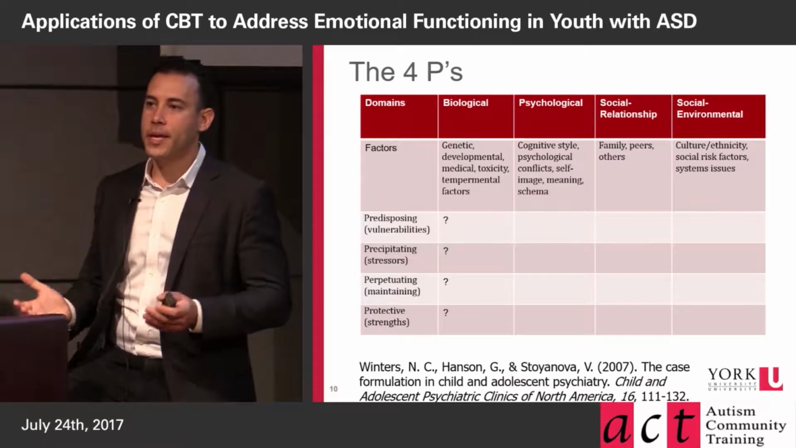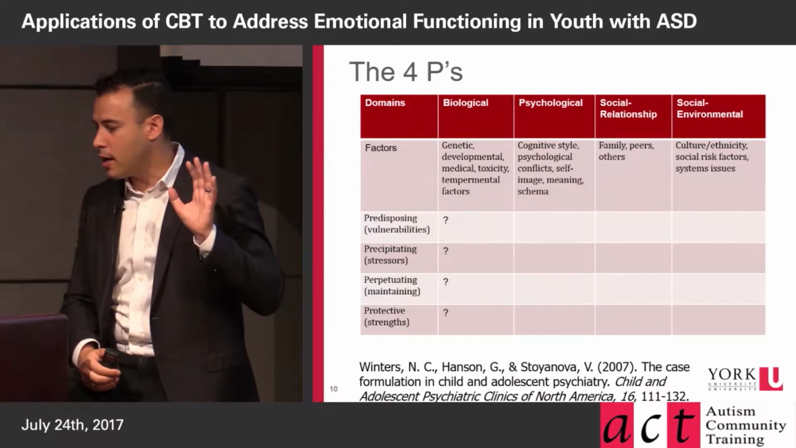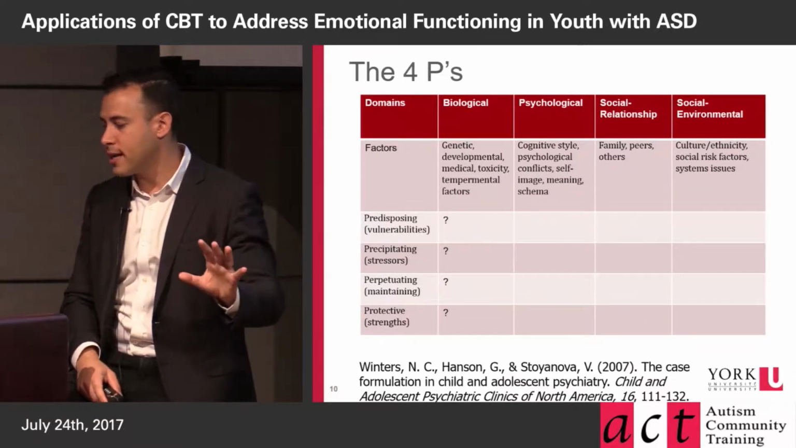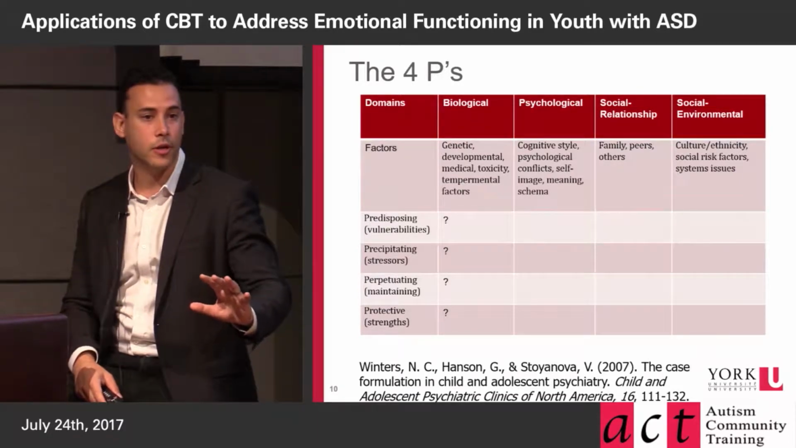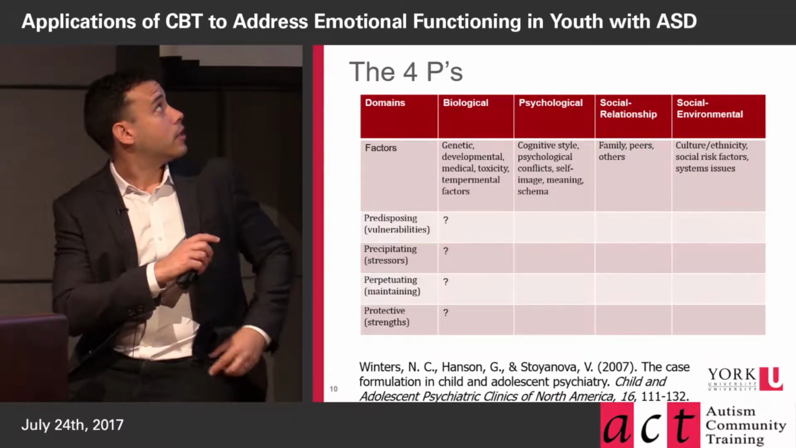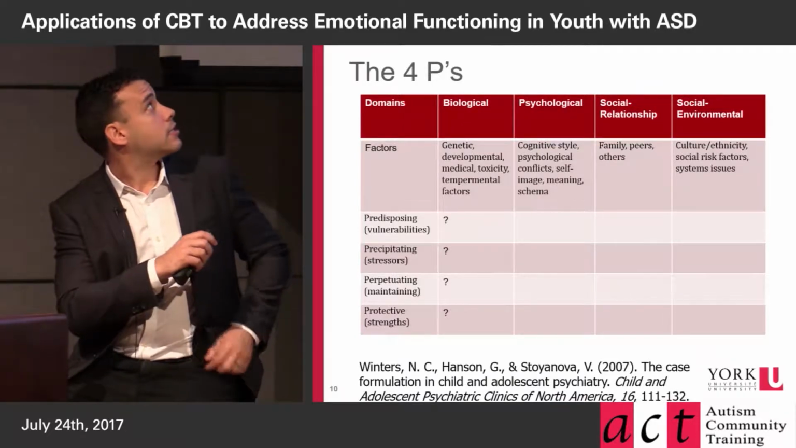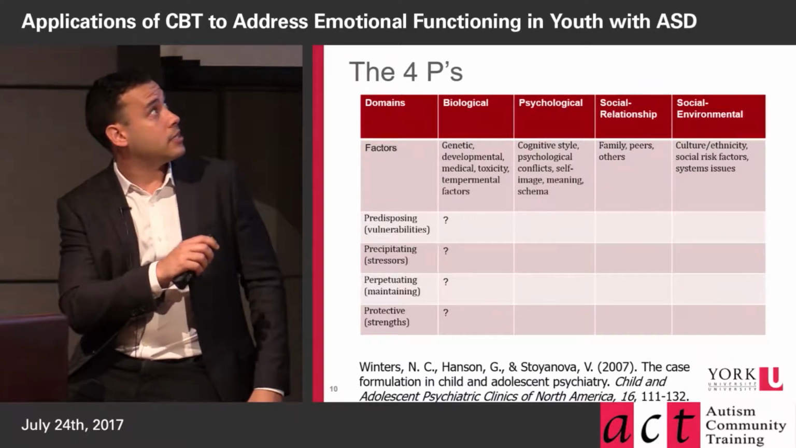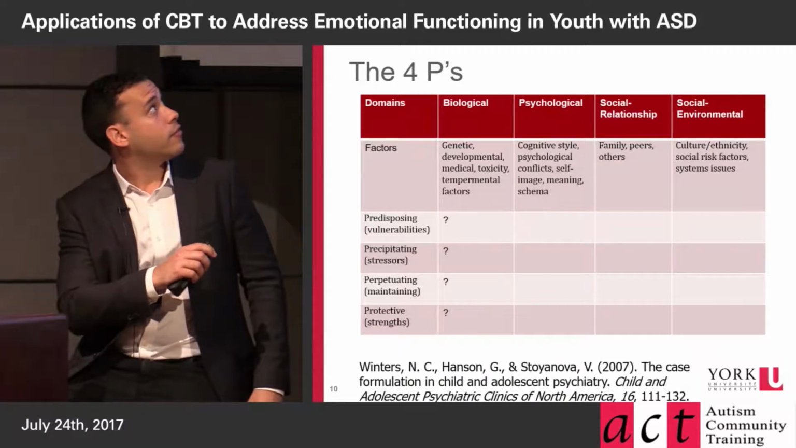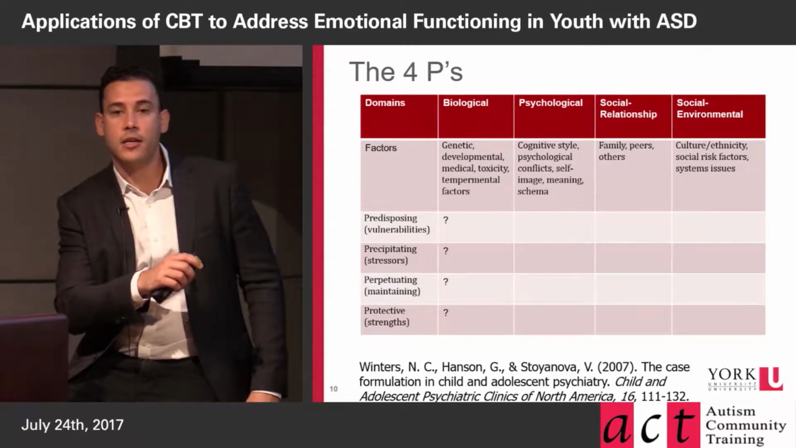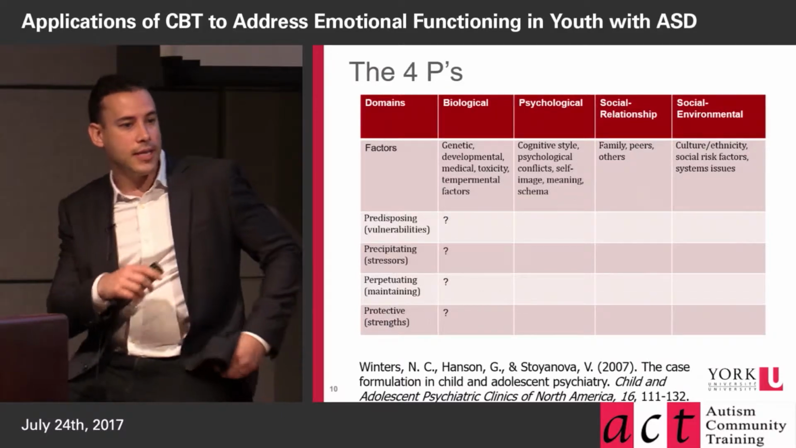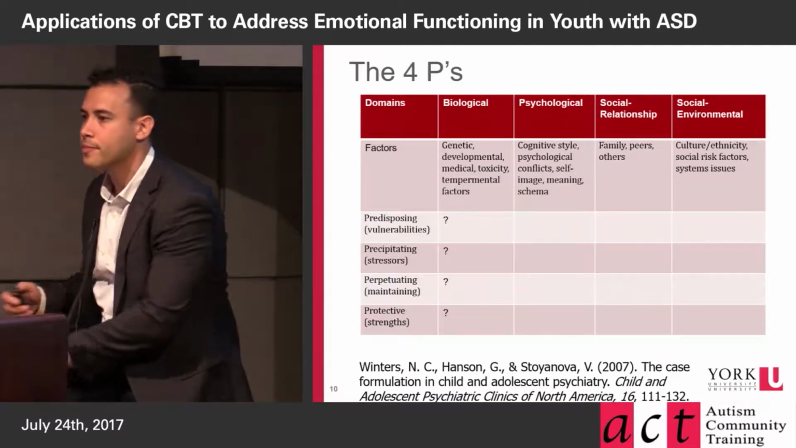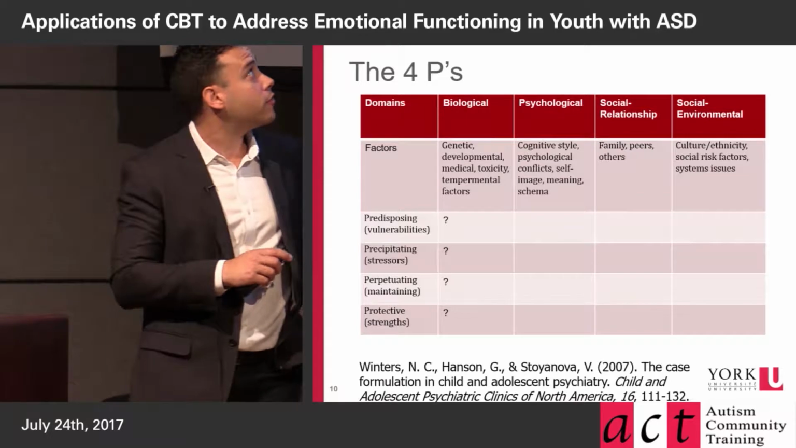So the 4 Ps of case conceptualization: predisposing factors, precipitating factors, perpetuating or maintaining factors, and protective factors, right? So you can think about each one of these, that any one of our kids will have relevant components in some of these cells, and in other cells they'll be blank. So you don't need to have every cell filled out.